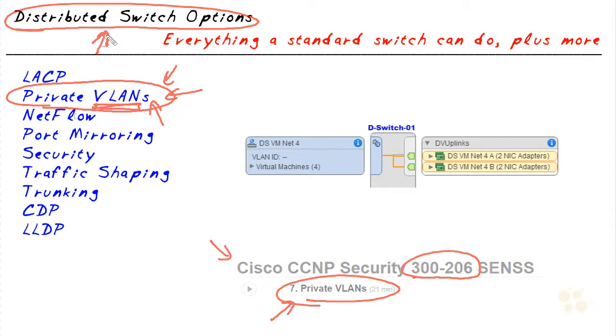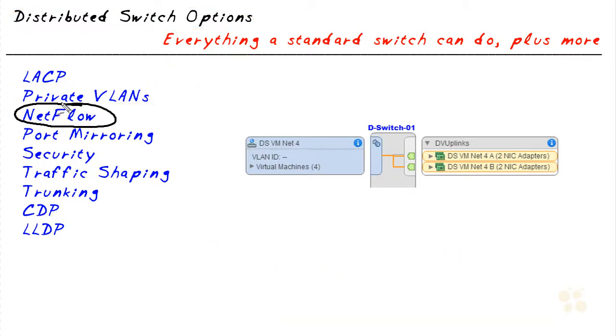And the feature of setting up and creating private VLANs is available as a feature on a distributed switch. NetFlow is a fantastic feature that we can use to gain information on what the heck is traveling across our network. For example, what's the most used protocol? Who are the top talkers based on IP addresses? And many more details like that can be collected through the use of NetFlow. And on a distributed switch, it does support NetFlow.